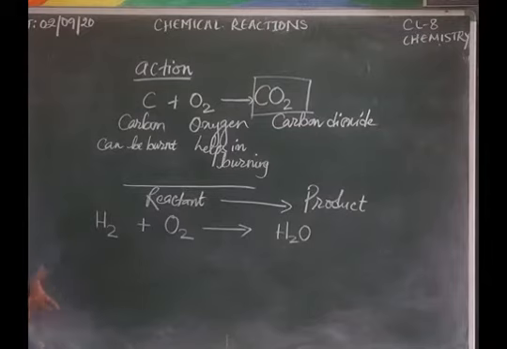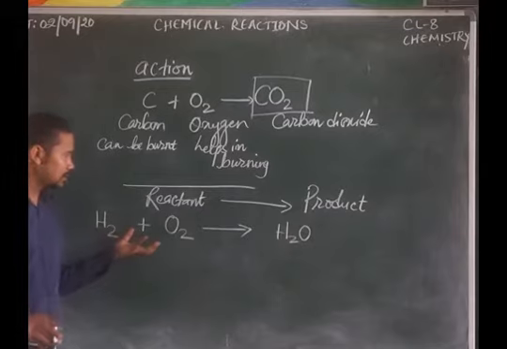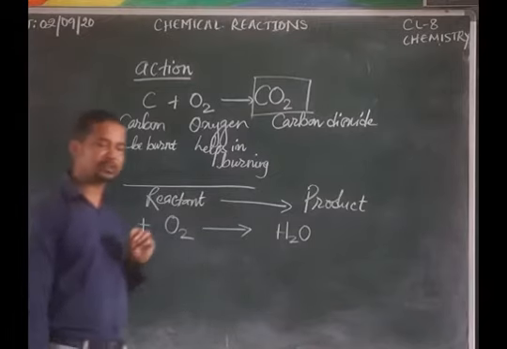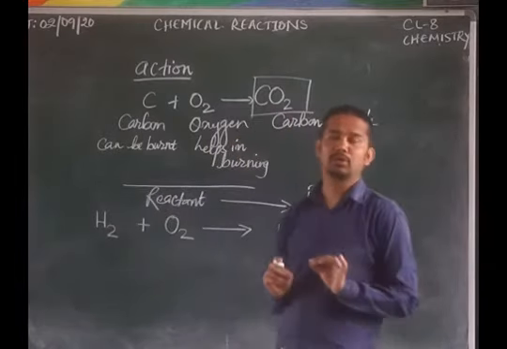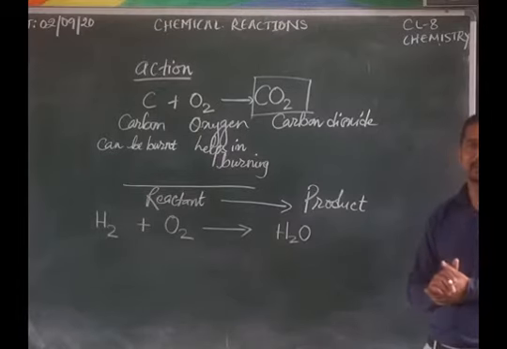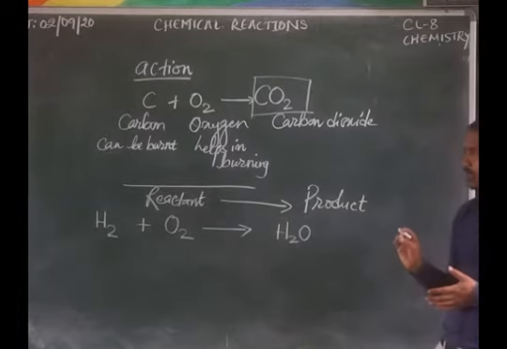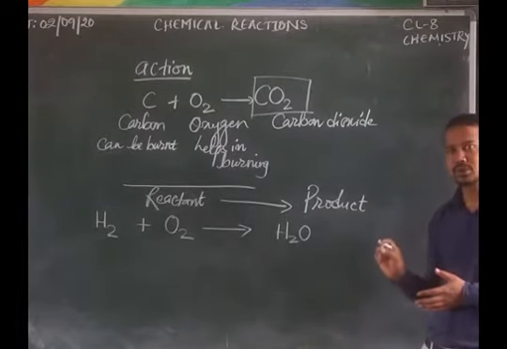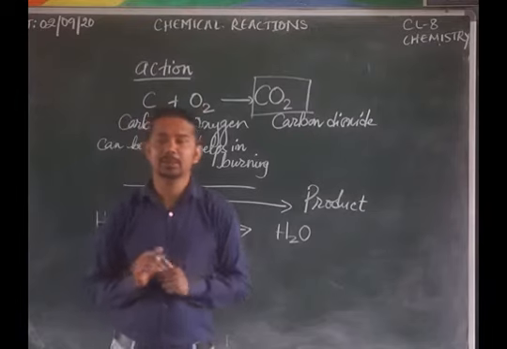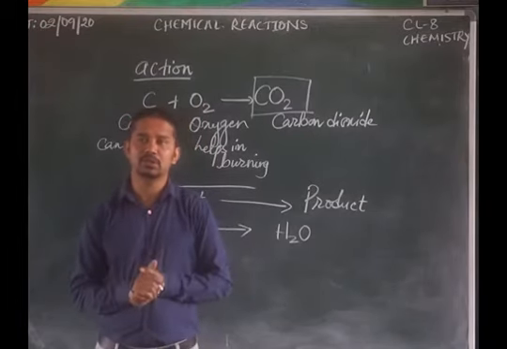Now, I have said in the previous chapter that the chemical equation must be balanced. So why must a chemical equation be balanced? In order to follow the law of conservation of mass, which says that mass or matter can neither be created nor destroyed. Because of that, no atoms in a chemical reaction should be destroyed or created.